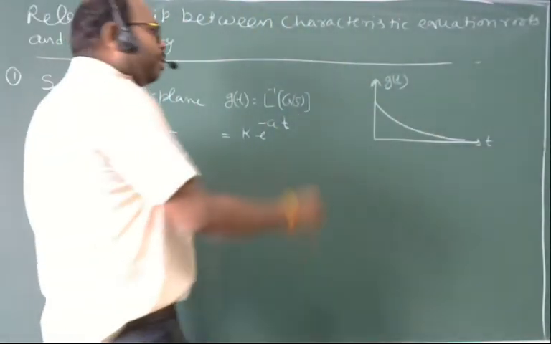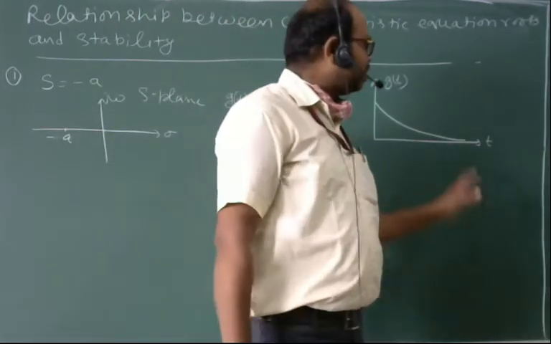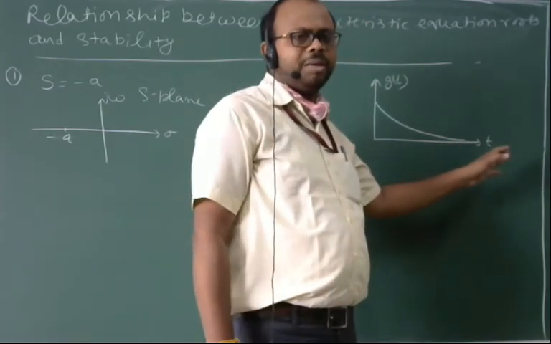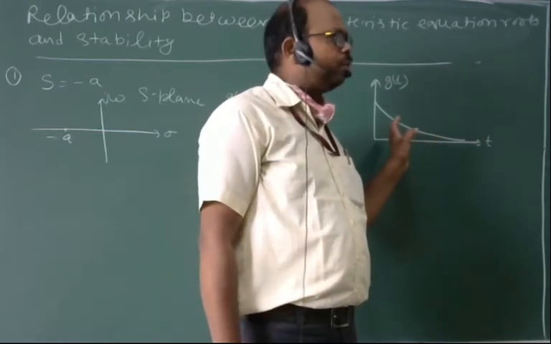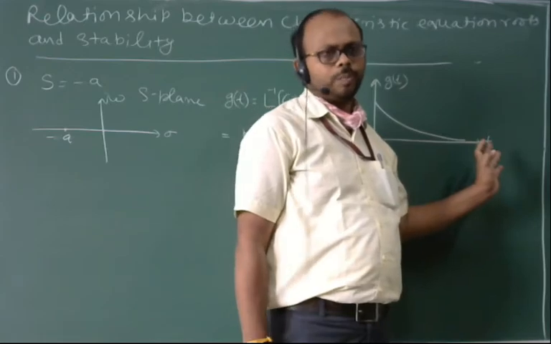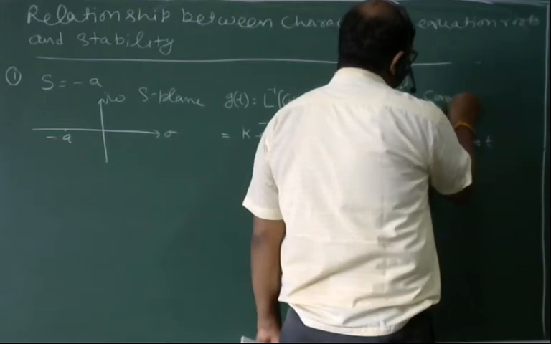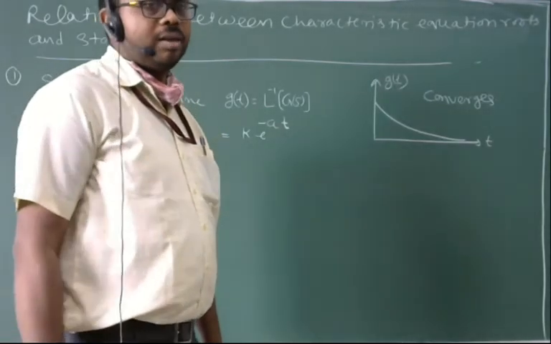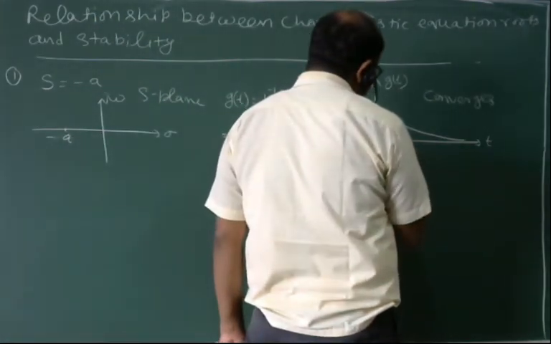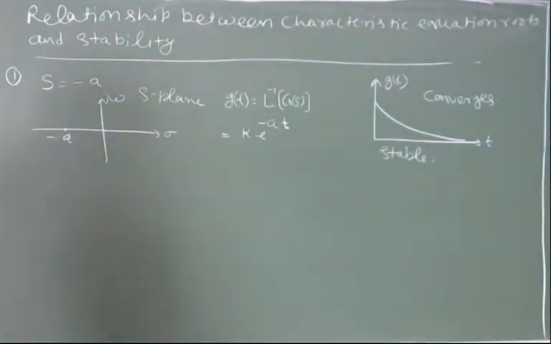And it is clear from the graph that as time reaches infinity, the magnitude of this plot, meaning magnitude of g(t), reaches 0. Means it converges, and therefore the system is stable.